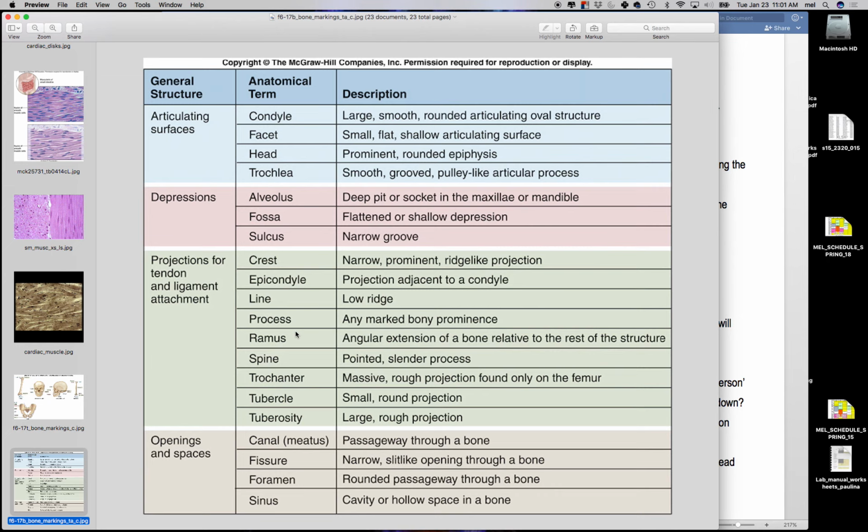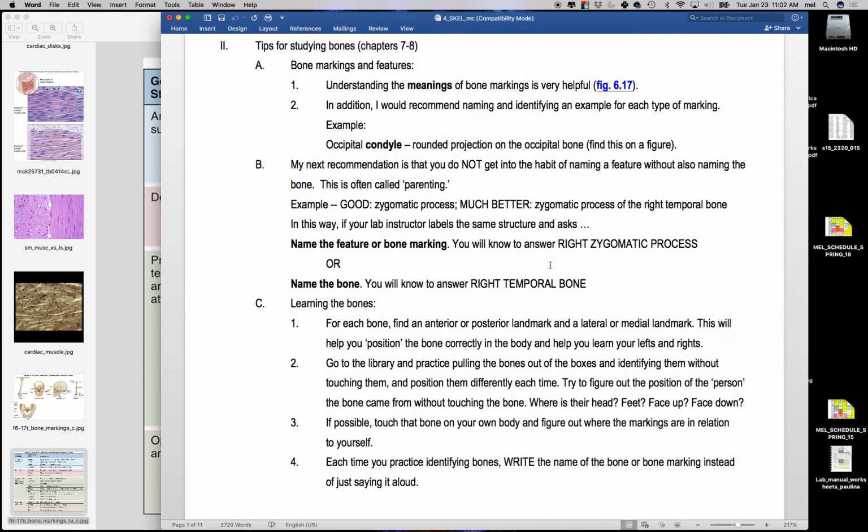And then what I think is a useful thing is that after you find a condyle, you're like, yeah, that is a knuckle-shaped projection. Go find all the condyles so that you get a picture of what a condyle looks like in your head. Does that make sense? Okay, so learn the names of the features.